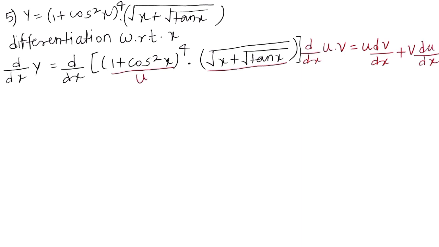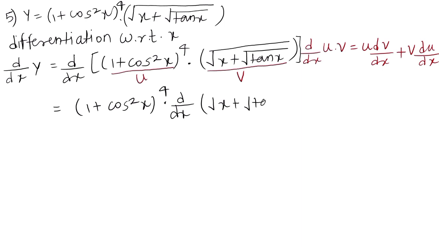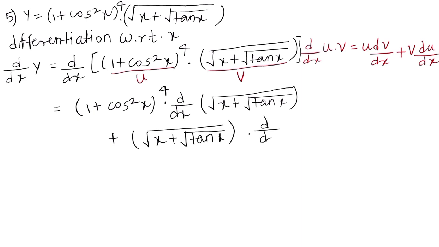Here first expression (1 plus cos square x) raised to 4 is u and under root of x plus root tan x is v. Right? First expression as it is, that is (1 plus cos square x) raised to 4 into derivative of under root x plus root tan x, plus second expression as it is, that is under root of x plus root tan x, differentiation of (1 plus cos square x) raised to 4.